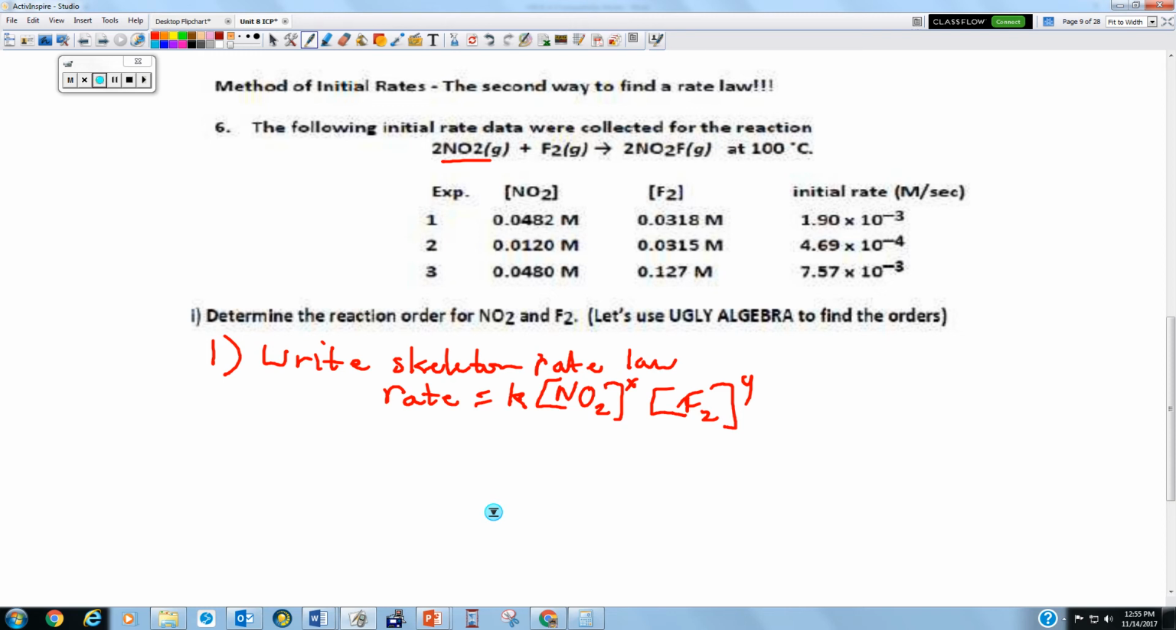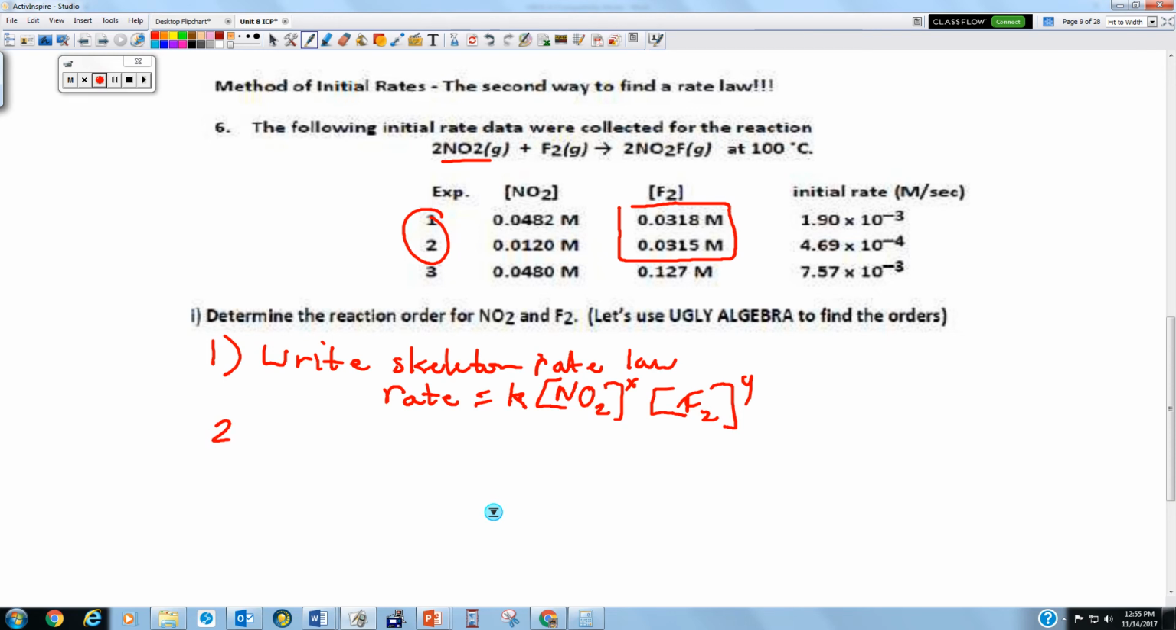So there's two, depending on what data they give you, you have to do it one of two ways. All right. So looking at this one, we want to pick two experiments where the concentration of one of the substances is the same. So experimentally, when we look at F2 here, these numbers of 0.0318 and 0.0315 are experimentally the same. There's not a significant enough difference there to make that different. So I'm going to pick experiments 1 and 2.